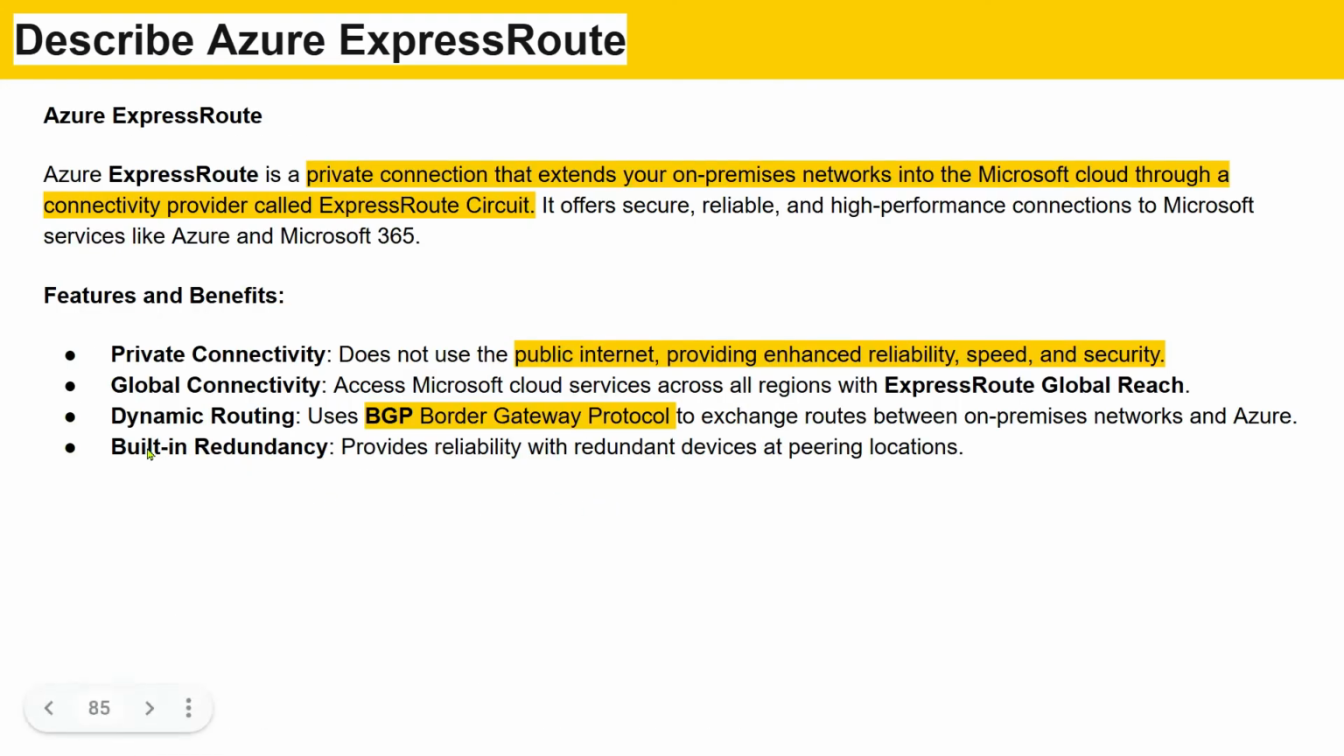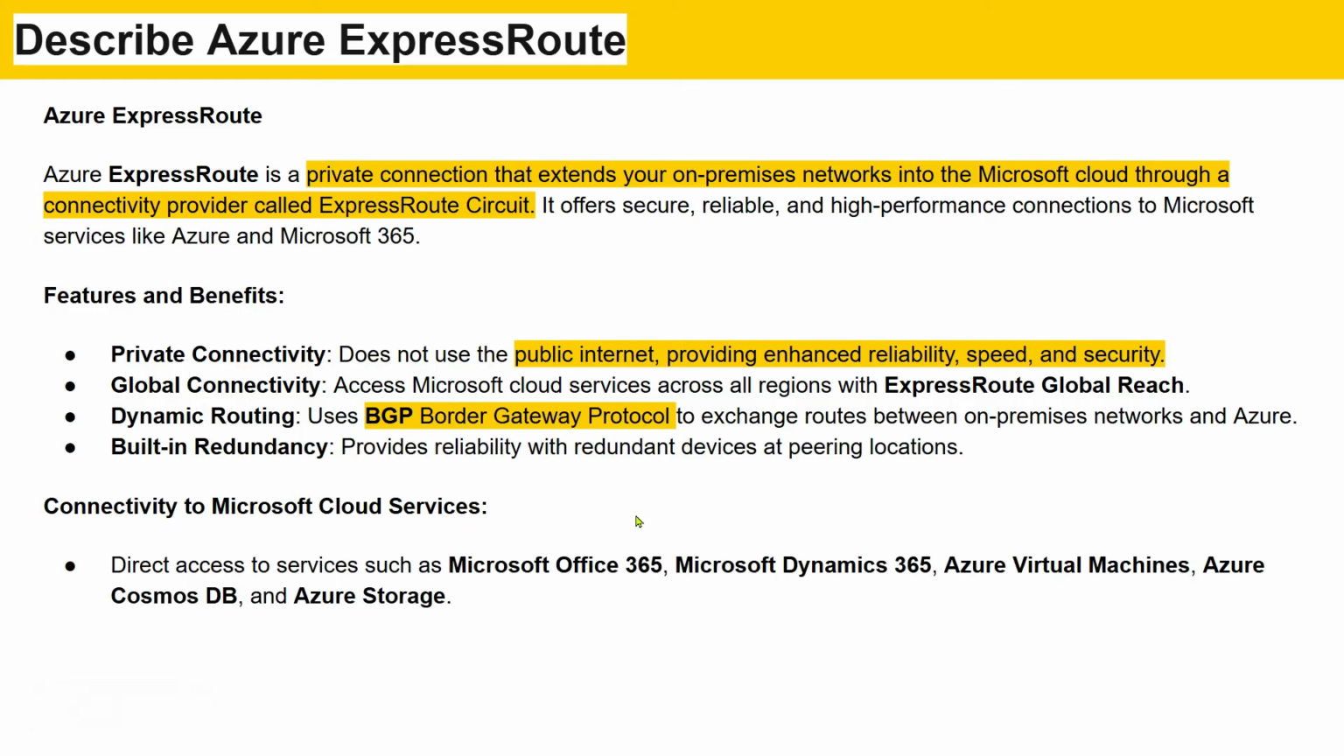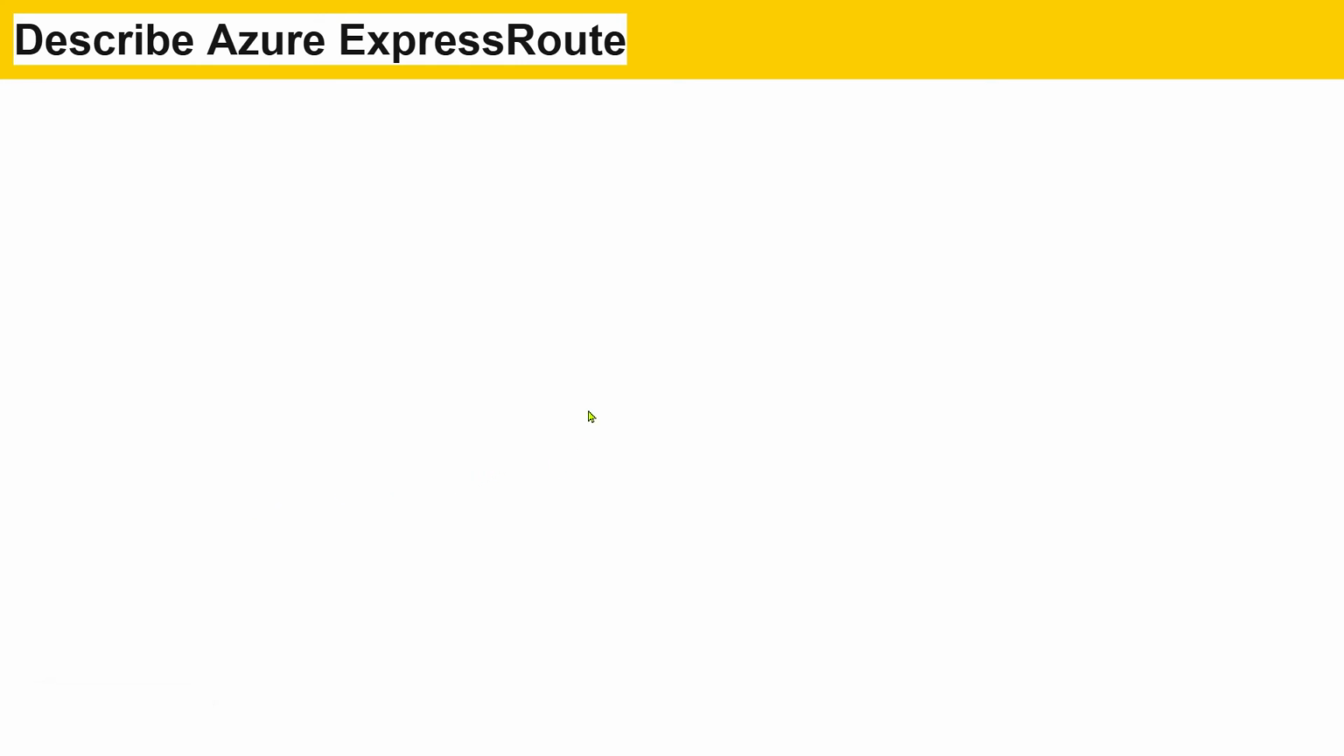The next feature is built-in redundancy. It provides reliability with redundant devices at peering locations. Connectivity to Microsoft Cloud services: direct access to services such as Microsoft Office 365, Microsoft Dynamics 365, Azure Virtual Machines, Azure Cosmos DB, Azure Storage, etc. So these are a couple of things to make note of.